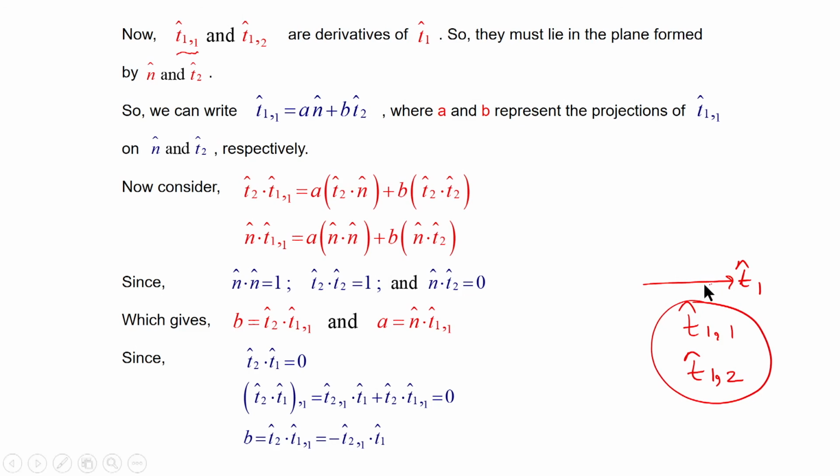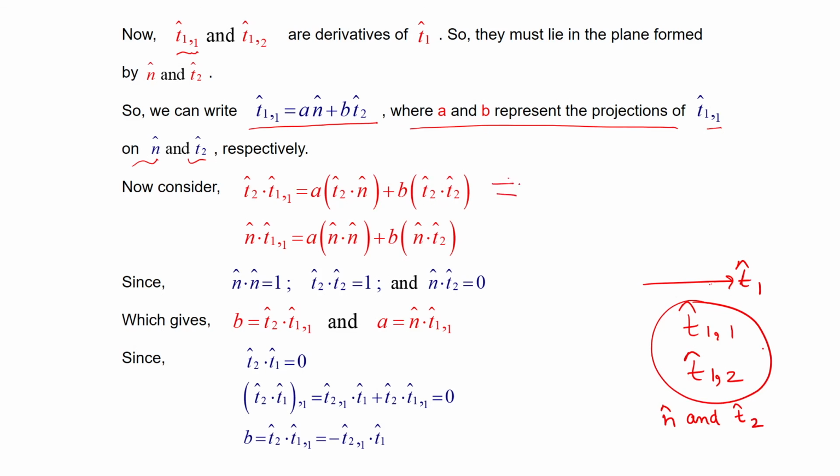So we have a vector T1 hat and its derivatives T1 hat comma 1 and T1 hat comma 2. They will be perpendicular to T1 and will lie in the plane of n hat and T2 hat. So this is our starting point. Let us frame the equation again: T1 hat comma 1 equals A n hat plus B times T2 hat, where A and B represent the projections of T1 hat comma 1 on n hat and T2 hat respectively.